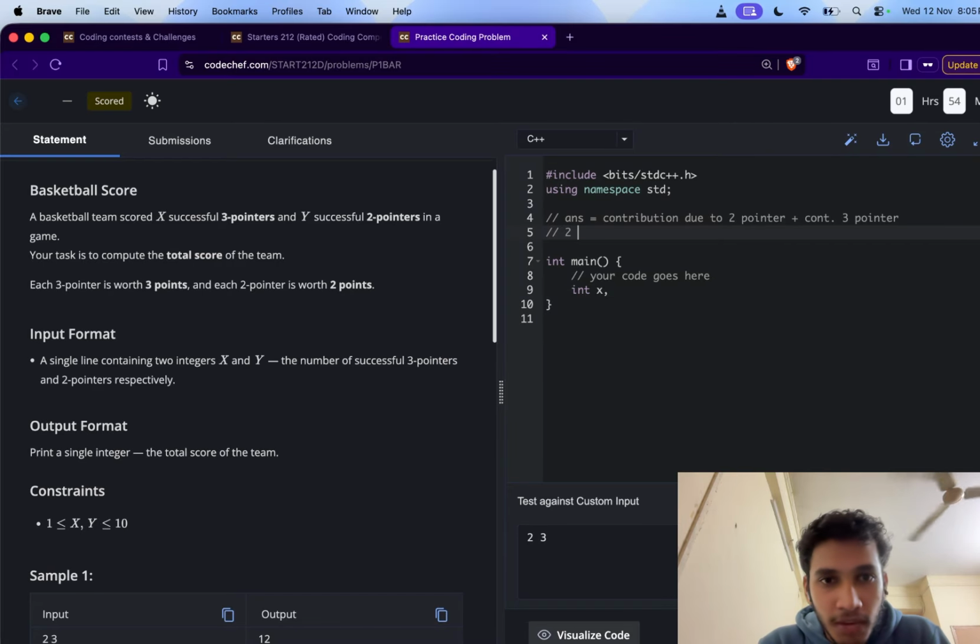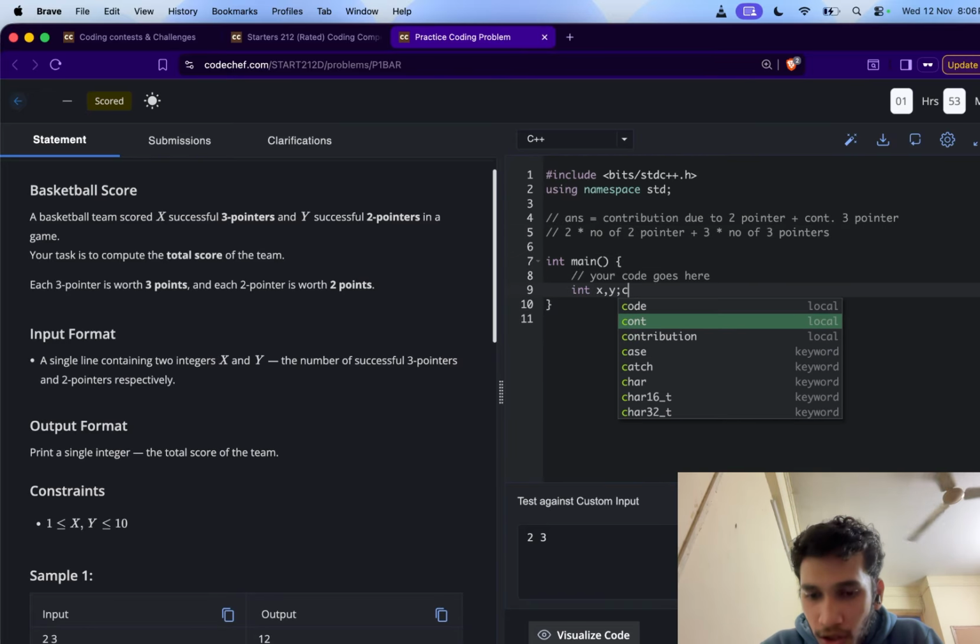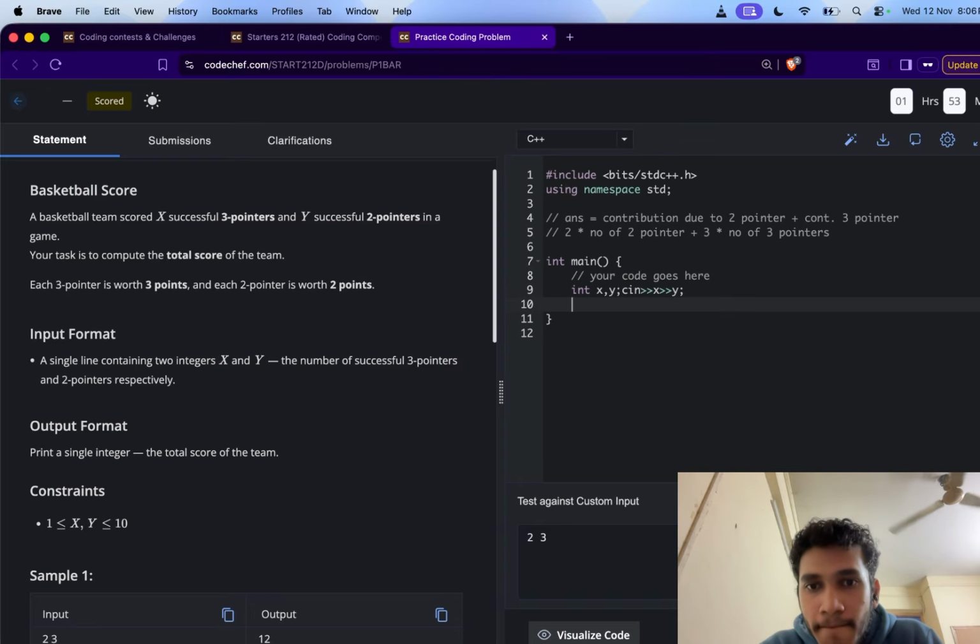It would be 2 times the number of 2-pointers, plus the contribution due to 3-pointers, which is 3 times the number of 3-pointers. So this is our answer. Let's write it down in the form of code. So x is the number of 3-pointers: 3 times x plus 2 times y. That's what we derived from here.